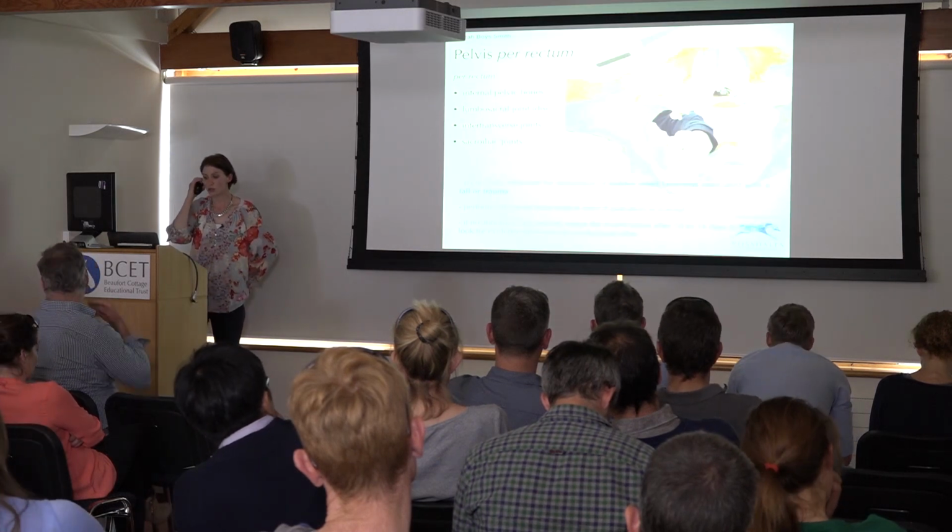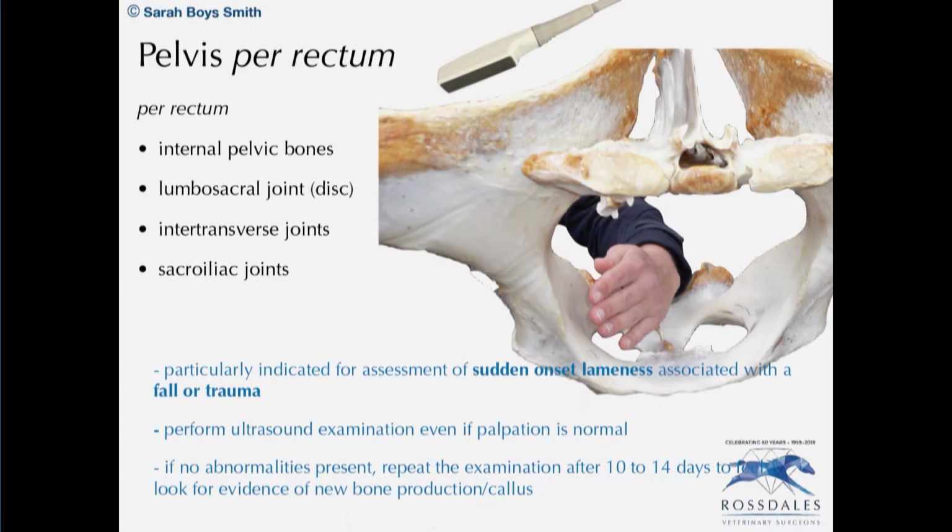Just going on to per rectum. It is useful, and can be difficult to get comfortable with initially, and it does require practice and patience when you first start off. Particularly when you're going to scan an abnormal horse, it's much more difficult than scanning a normal horse. So if you can get to grips with scanning normal horses, it makes it much easier for you.